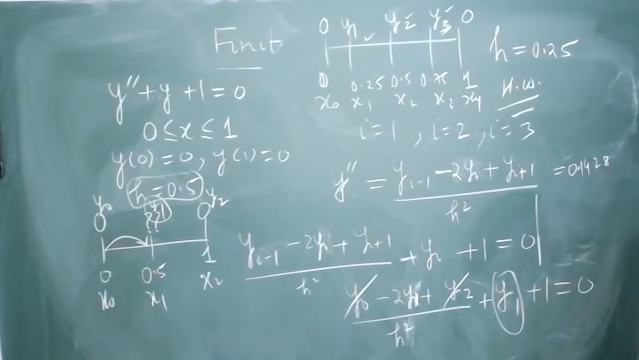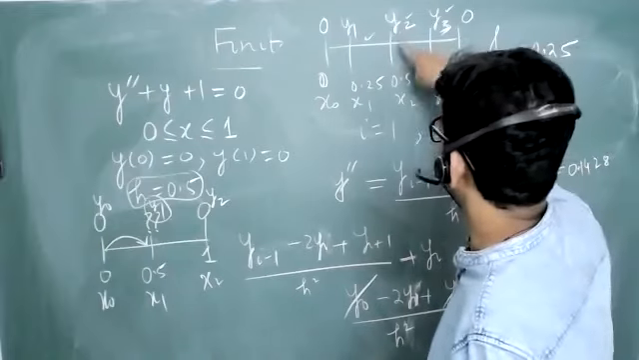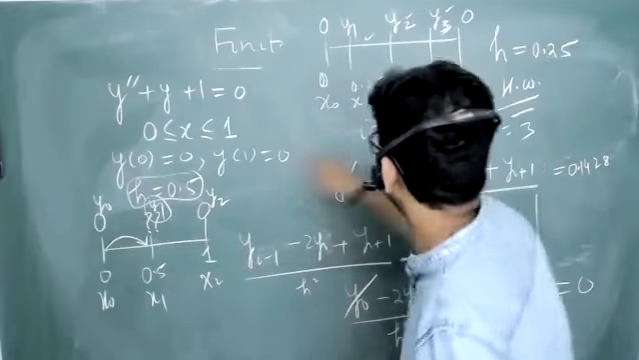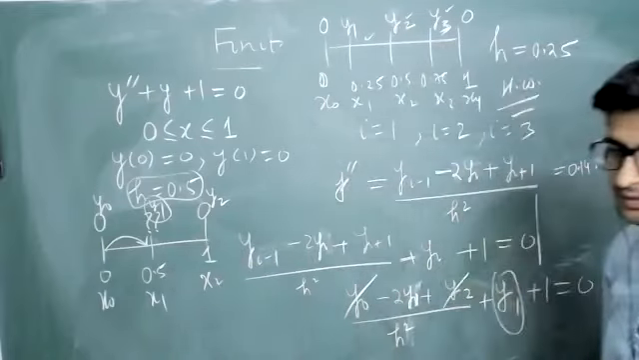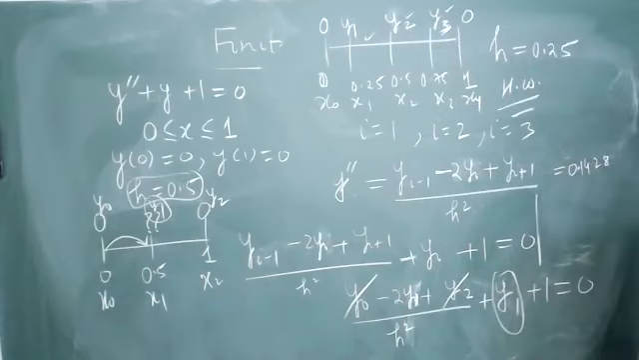Understood? Yes, sir. So this will be homework. Do this and again calculate the value of this y2, because we wanted the value at 0.5. It is now y2 in this grid. So calculate the value at 0.5.